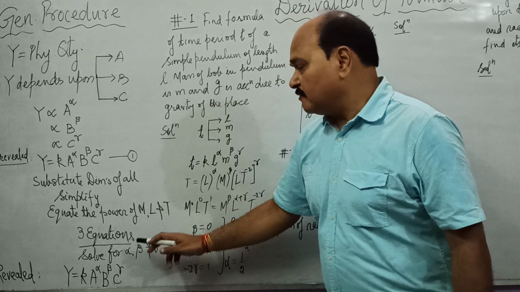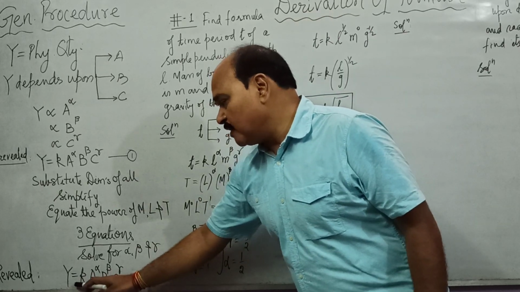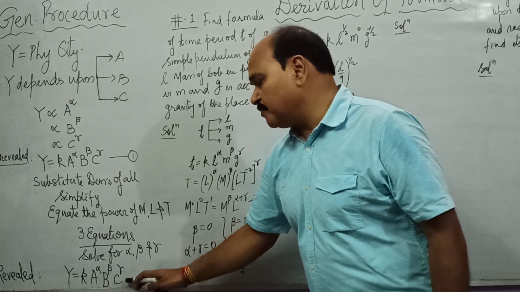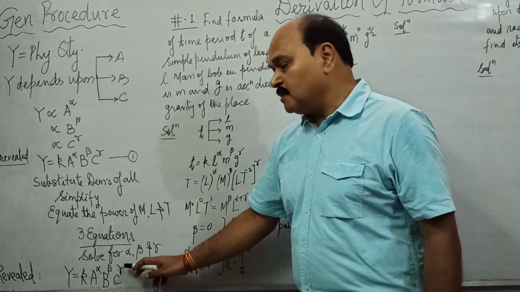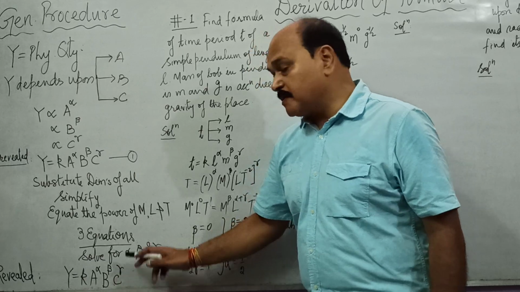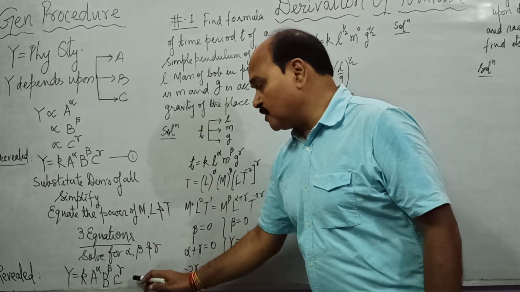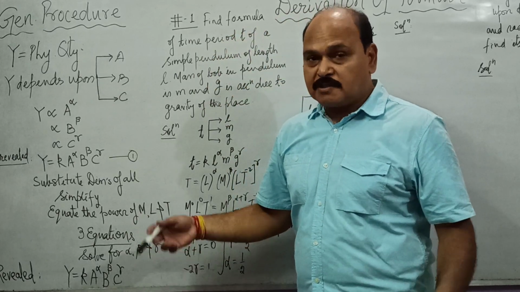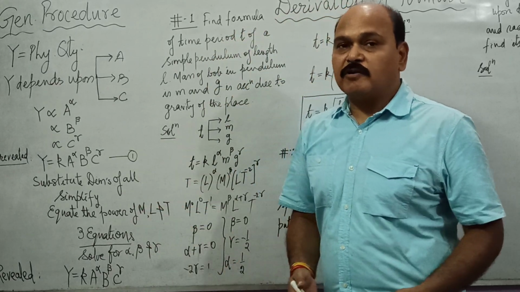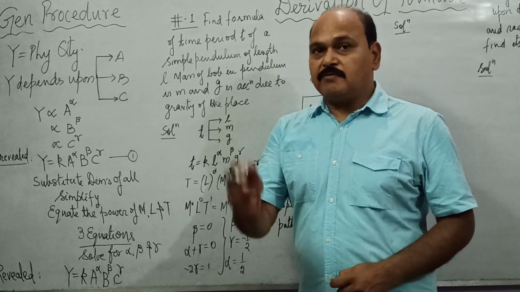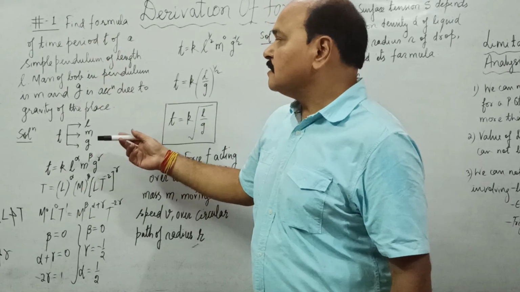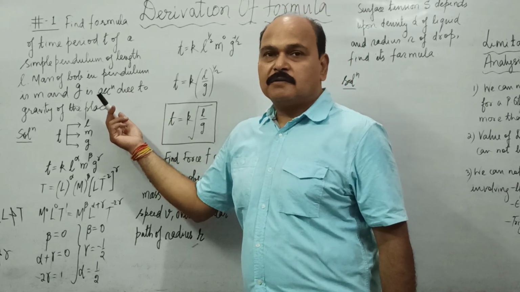And what do we get? We rewrite the formula as y is equal to k, A to the power alpha, B to the power beta, C to the power gamma. Now in this formula, the values of alpha, beta, gamma are known to us. And this is the final answer and a revealed formula. So this is the general procedure we are going to follow in every derivation. Children, let us apply this general procedure to work out a formula.